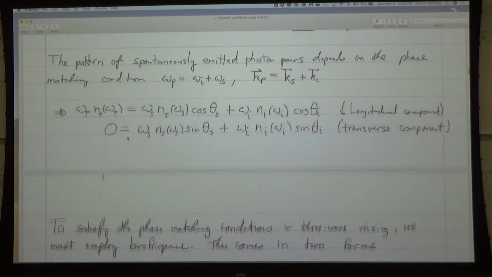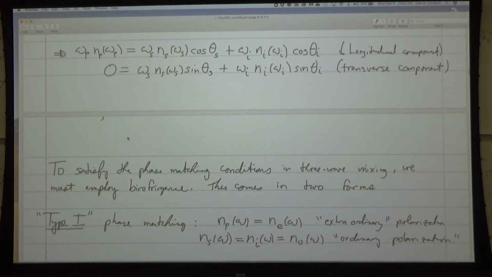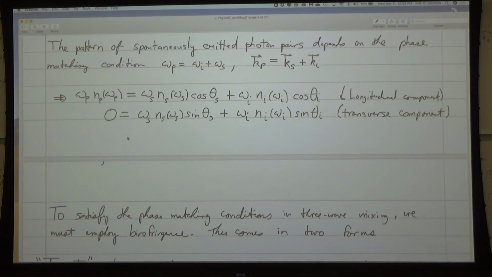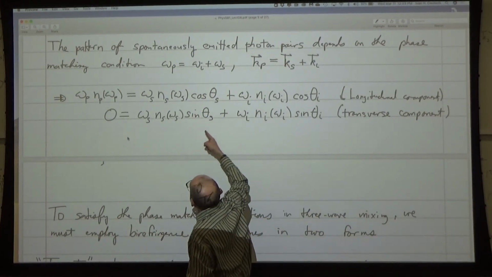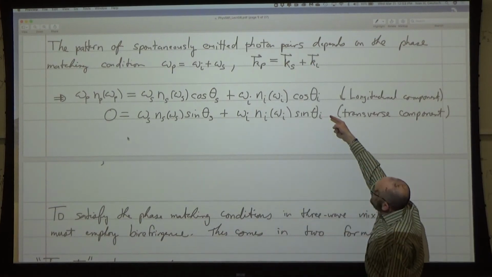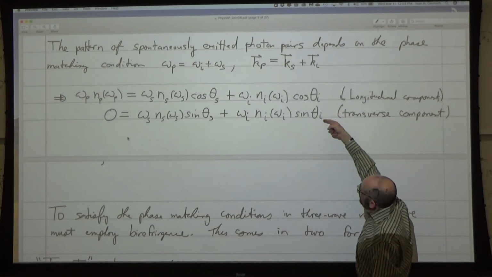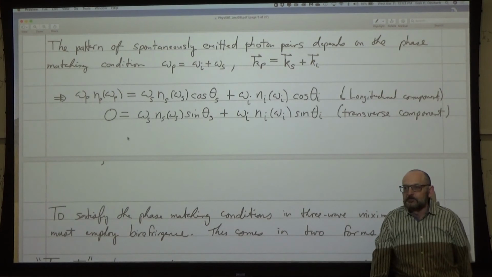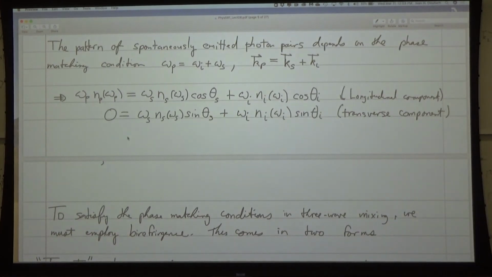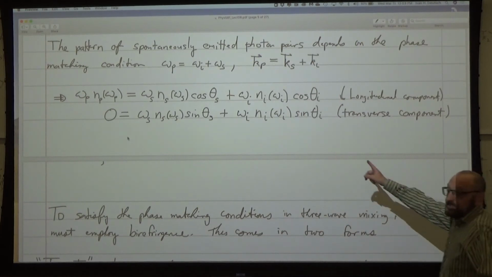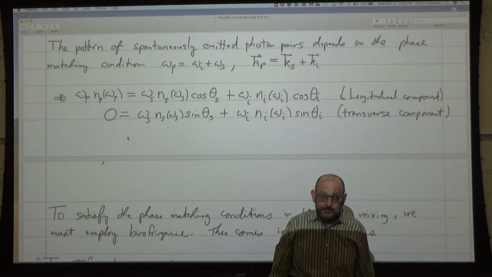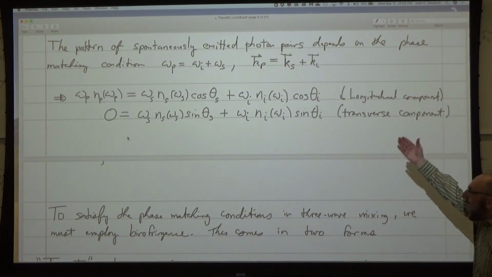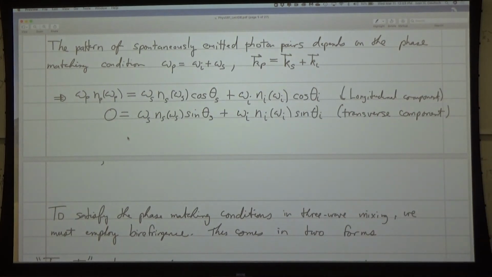This phase matching condition here is, I have to have the two frequencies add together, and then this is just the components of the K vector adding together with the indices of refraction, which are dispersive depending on the signal and idler frequencies. Okay? And that determines the pattern around which we do.